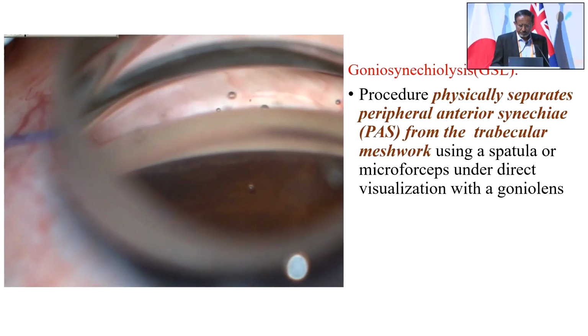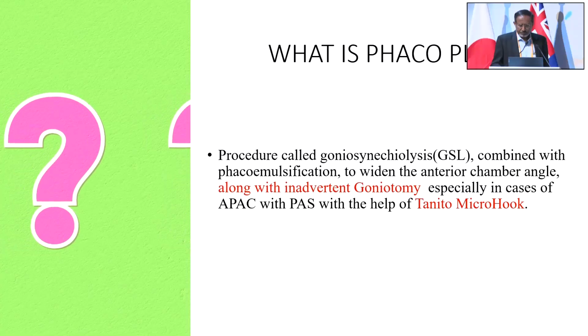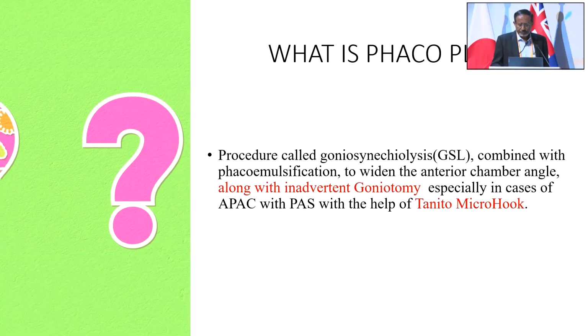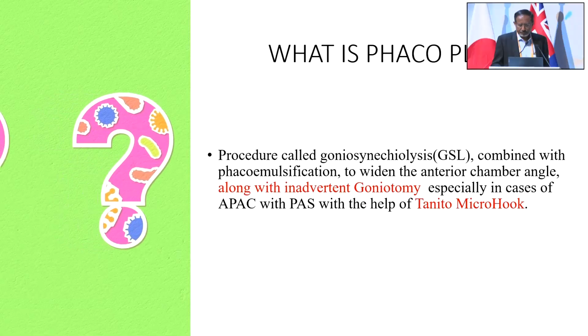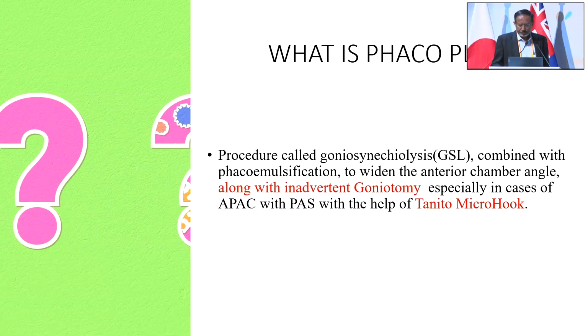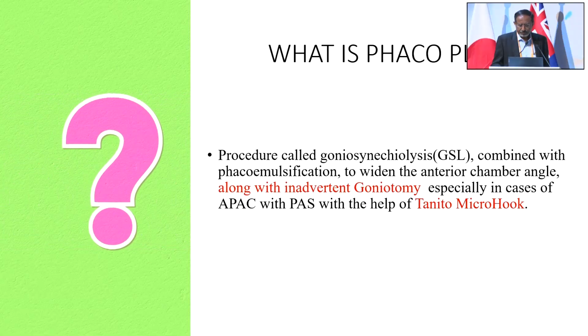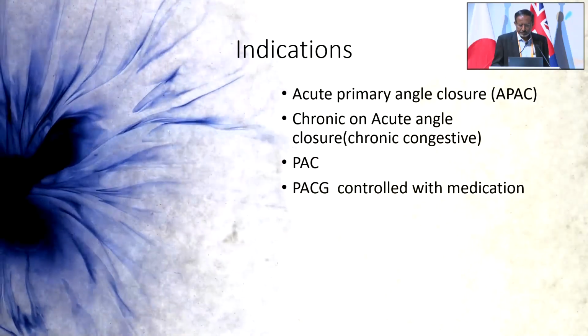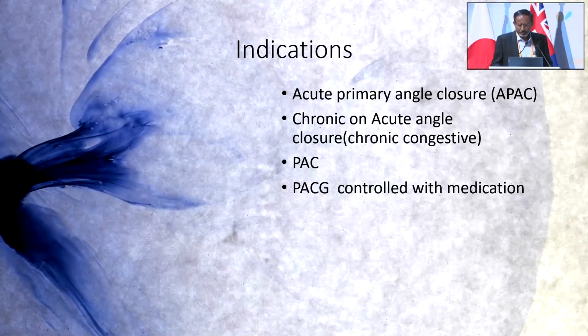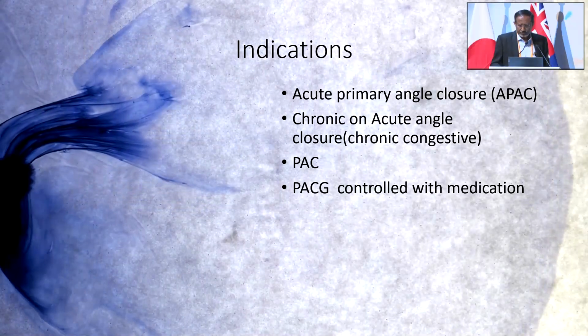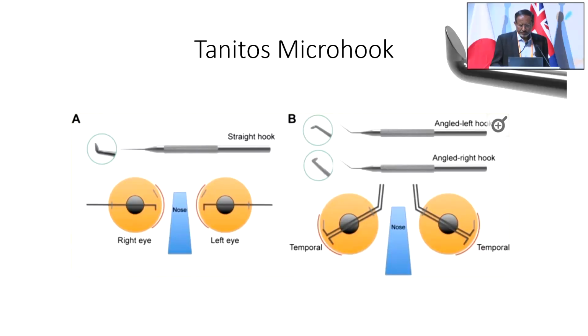So, what exactly is Phaco Plus? In this procedure, goniosynechialysis is combined with phacoemulsification to widen the anterior chamber angle, along with inadvertent goniotomy, with the help of the Tanito microhook. Indications include acute primary angle closure, acute on chronic angle closure, primary angle closure, and PACG controlled with medication. The Tanito microhook used for trabeculotomy is a reusable, slender, Sinskey hook-like instrument that comes as straight, left, and right hooks.